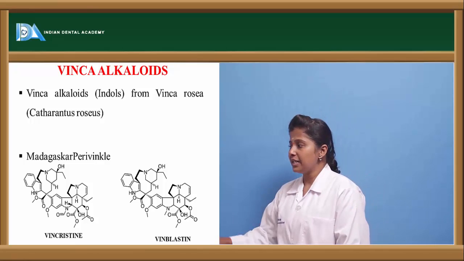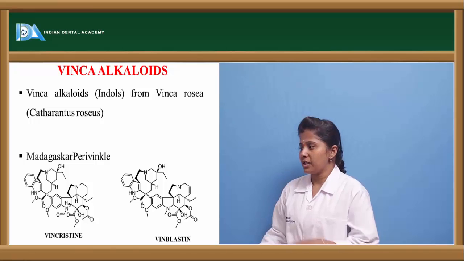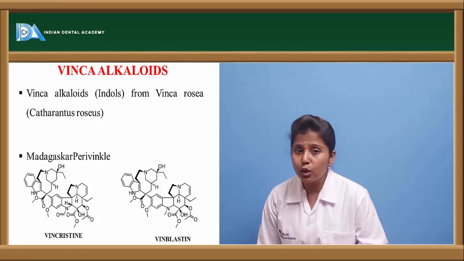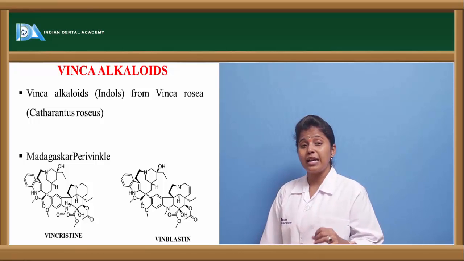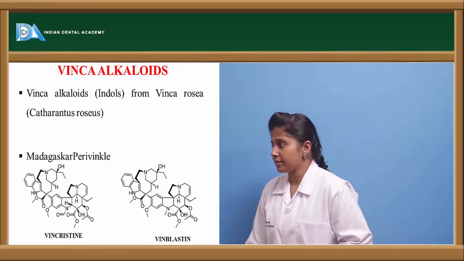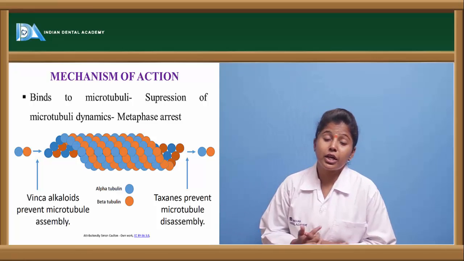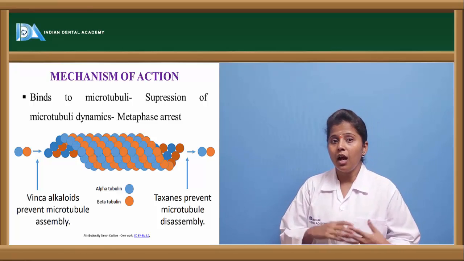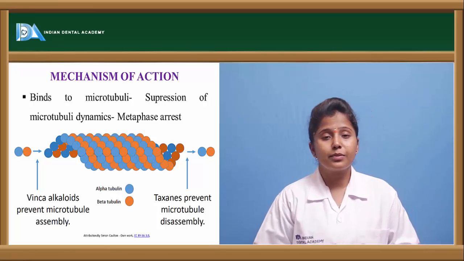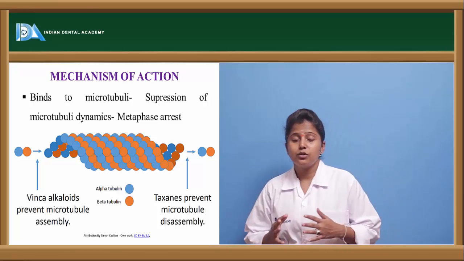Here we can see the two forms of Vinca alkaloids, that is vincristine and vinblastine. Here we can see the central structure where they contain the indole ring. This ring is one of the active components of these Vinca alkaloids. What is the mechanism of action of these Vinca alkaloids, or how do they show the anti-cancer activity? Microtubules, or else we can say the microspindles, are one of the components used in cell division.